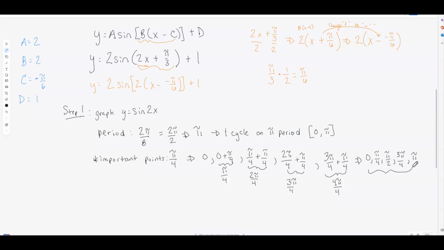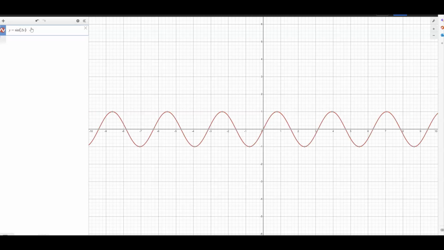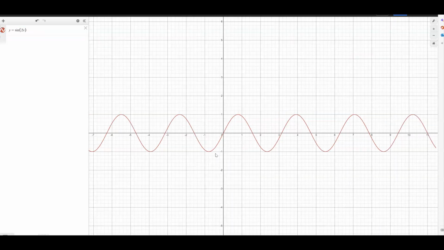And so these are all my x values that are our important points: starting point, our maximum, we go back to the midpoint, down to the minimum. I'm going to go into the Desmos graphing calculator, and you can see what this will look like. So we're graphing y equals sine of 2x, okay?